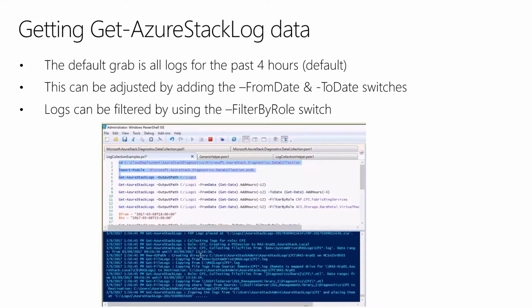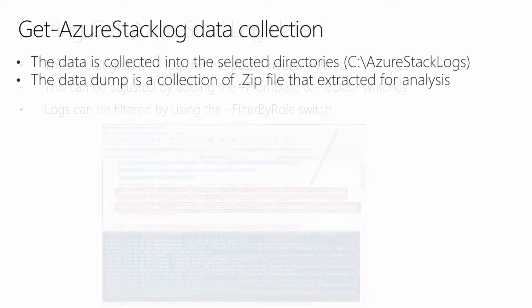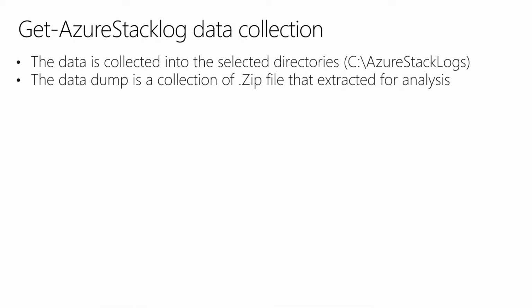Here you can see a screenshot of how it looks. So in this case, we specify the to date, and we can also filter by role. In our example here, you can see we filter by ACS, storage, bare metal, and virtual machine. When you do not specify anything, it will just gather everything that's available.